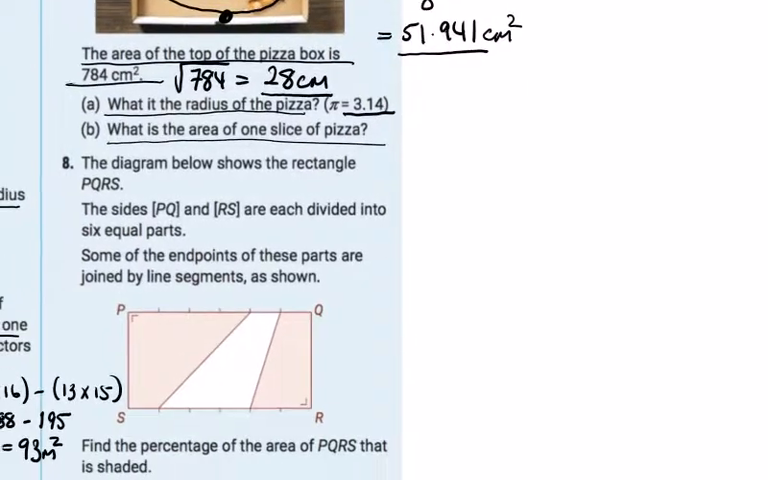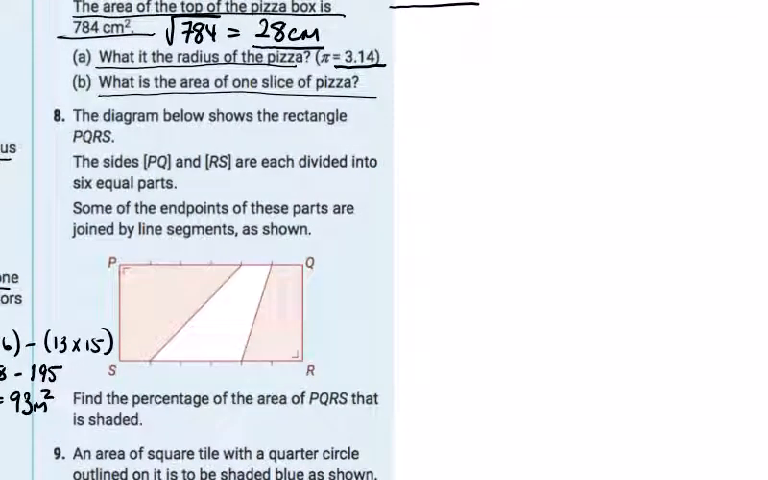Okay, question 8. Sometimes these diagrams can look a bit trickier than they are. So what are we told here? It shows a rectangle. The sides are divided into 6 equal parts. Some of the endpoints of these parts are joined by line segments. Find the percentage of the area that is shaded. Okay, what about if we can take that box off and that box off, and we connect, make this a triangle too, and actually we could number them now. We've got similar areas here.